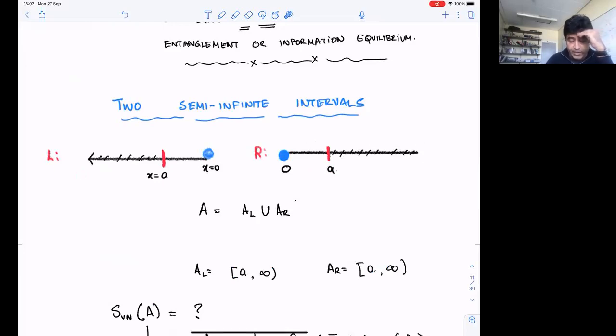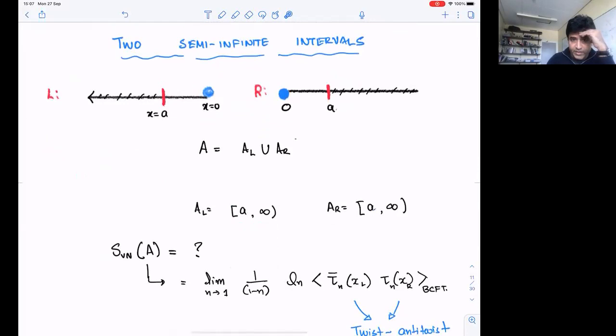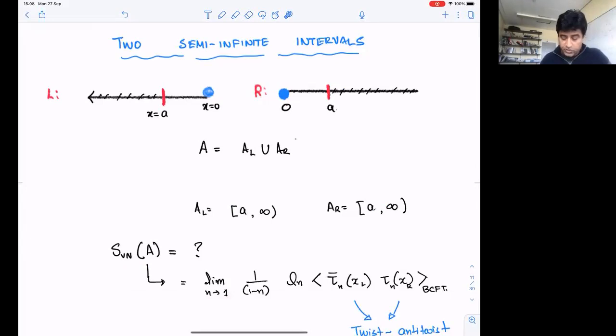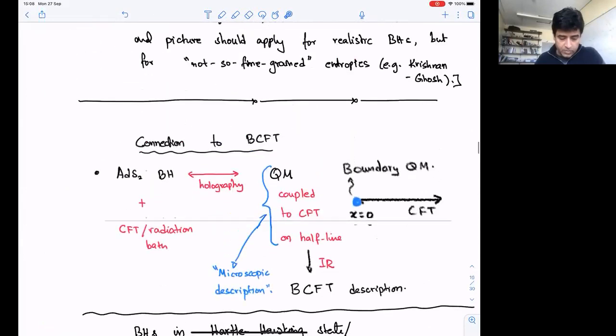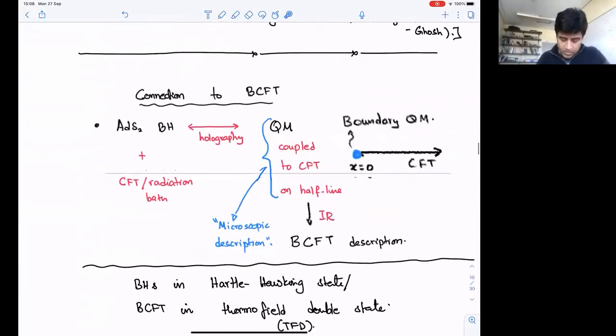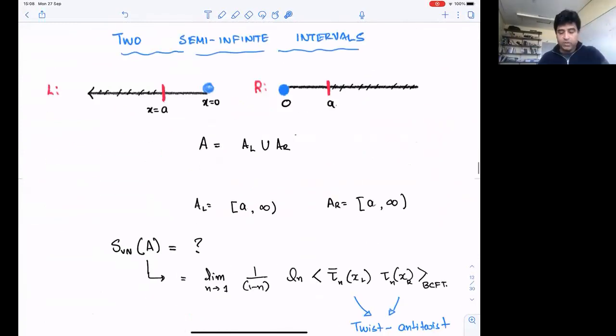So we have two CFTs, left and right, and we consider the union of these two intervals, a left union a right. A left is a to infinity on the left CFT, a right is a to infinity on the right CFT. Now we want to do a CFT calculation and compute the von Neumann entropy of the disjoint union of these two. The picture is that this system's dual description holographically is in terms of a two-sided black hole, sliced off at t equals zero and evolved forward in time. That's the holographic description of the system.